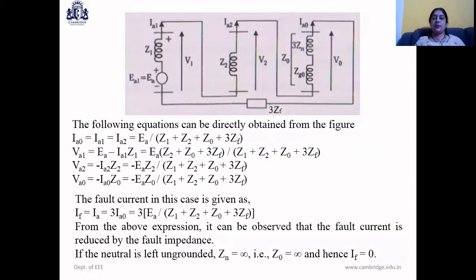Now, in this expression of the fault current, if the unloaded generator star point is not connected to the ground, if it is isolated, then it represents an open circuit at that point. So Zn becomes infinity, then Z0 will also become infinity. Therefore, the current IF will become equal to 0. It means that if the neutral is left ungrounded, if it is isolated, then there is no scope for the fault current to flow through the circuit. Now let's move on to the analysis of the next type of fault on the synchronous generator.